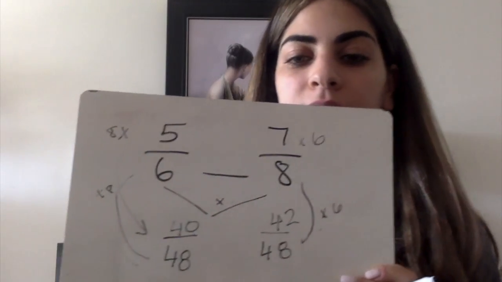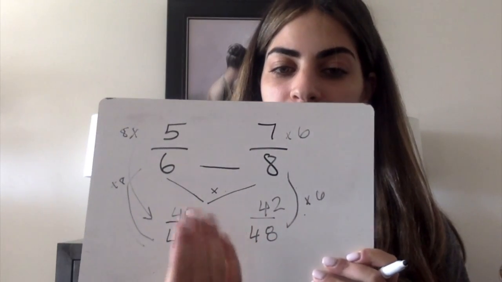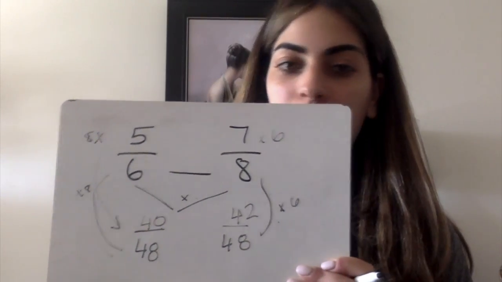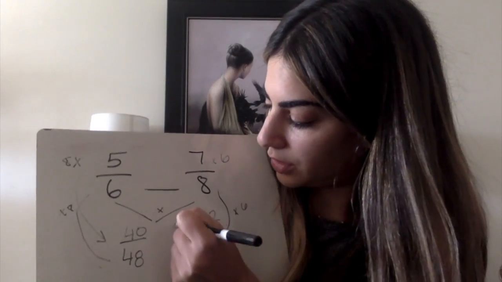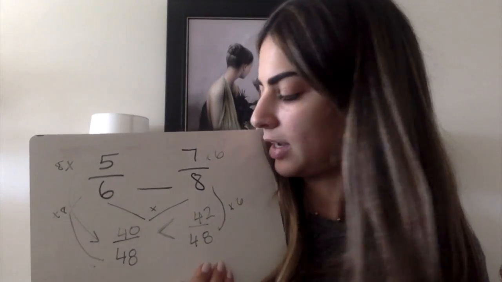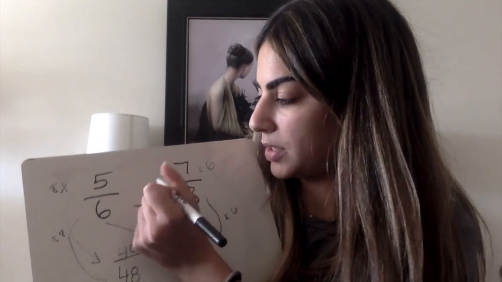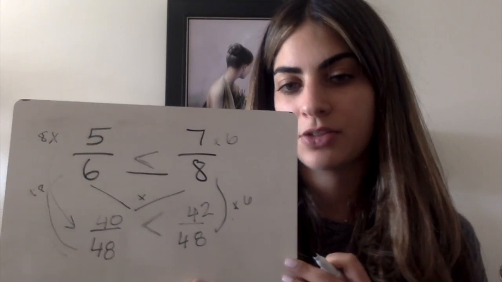Now this makes it much easier to compare the fractions. 40 over 48 versus 42 over 48. Which one's bigger? 42 over 48. So that also means that 5/6 is less than 7/8, right?